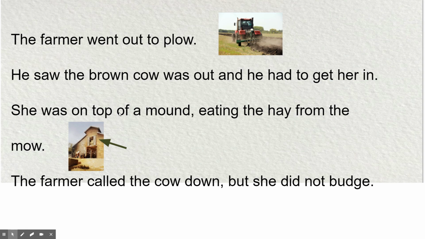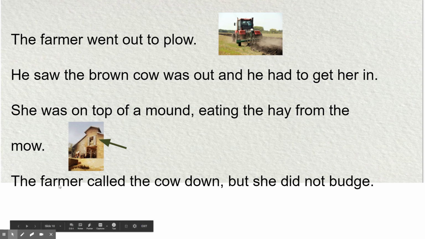She was on top of a mound, eating the hay from the mow. Here's an arrow pointing to the mow. So I guess she's standing on top of a mound, which is like a pile, and she's eating some hay.